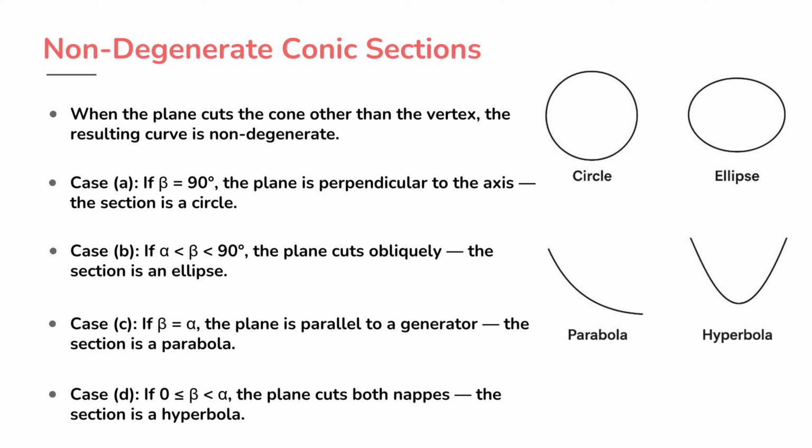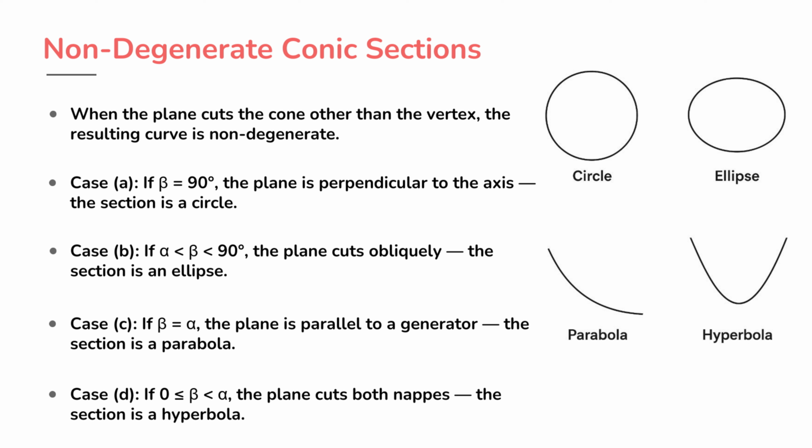Case 1. When beta equals 90 degrees, that means the cutting plane is perfectly horizontal. The shape is a circle. Case 2. When alpha is less than beta, but beta is still less than 90 degrees, the plane cuts obliquely and we get an ellipse. Case 3. When beta equals alpha, that's when the plane is parallel to one of the cone's generators, we get a beautiful open curve called a parabola.